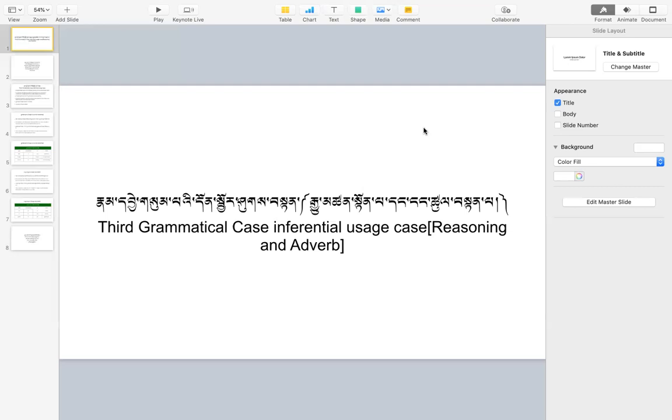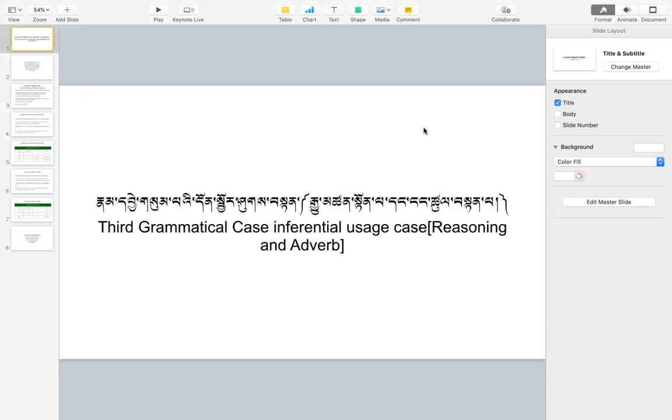Today we're going to discuss two interesting usage cases of the inferential case. The first one is the reasoning case, where the statement provides a certain reason, and the second one is the adverb case, in which the verb is done in a particular manner. So there is a description of the manner in which an action has been done, therefore an adverb. Both of these are inferential cases that we're going to discuss under the third grammatical case, the inferential usage case.